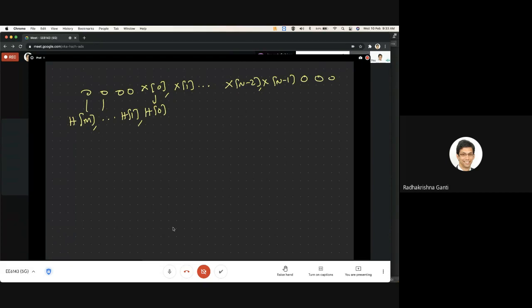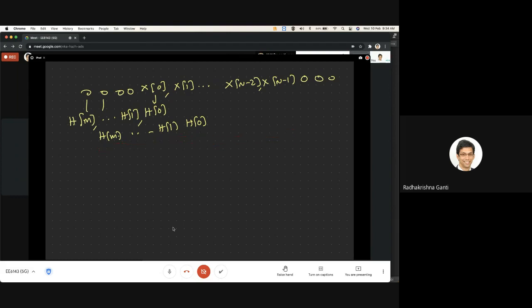That will be your y0. Then you shift this h by 1. Next, h of 0 comes here, h of 1 comes here, and so on until h of m comes here. And then you go on shifting the sequence to the right, and you multiply and add. That is what your convolution is, linear convolution.